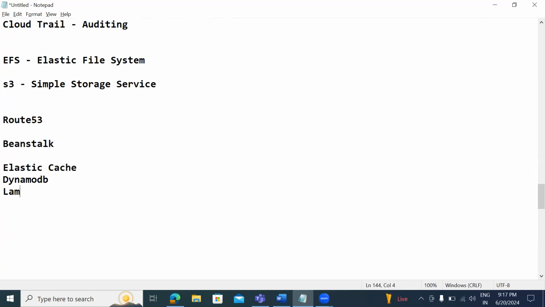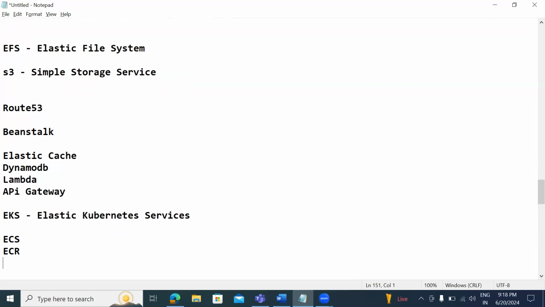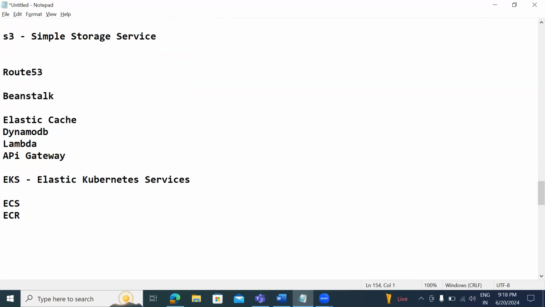Then we have another important service, Lambda, and API Gateway. These are little advanced, but definitely we need to have good knowledge. A very important service which is going to give jobs from the DevOps side is EKS, which stands for Elastic Kubernetes Service. Everyone should have a good knowledge of Kubernetes. What is that? EKS also we'll discuss. Then ECS, ECR. For most of the services, what is the meaning of Elastic? We can stretch it. That means it's dynamic. If you don't want it, we can reduce also.